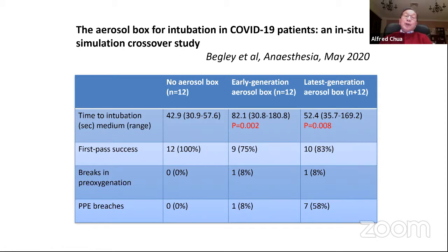Again, if you look at the first pass success, with the aerosol box there's less. Without the box, it's 100%. Then there's PPE breach in the last column. The latest model with the rubber seal quite often actually takes the glove off your gown, 58%. So overall, their suggestion is that the intubation box is not particularly useful or safe for the healthcare worker unless you're extremely familiar with it.